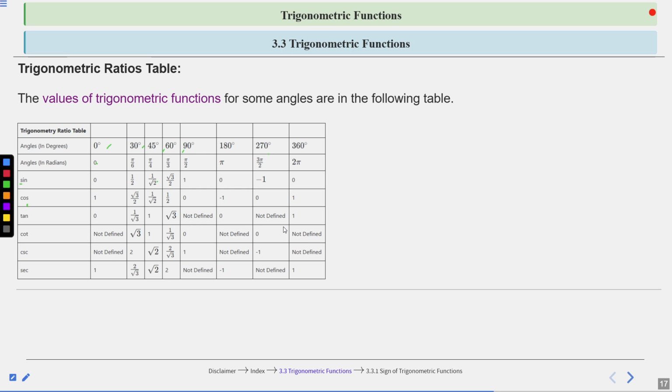Next, sec. Sec 0 degree is 1, sec 30 degrees is 2 by root 3, sec 45 degrees is root 2, sec 60 degrees is 2, sec 90 degrees is not defined, sec 180 degrees is -1, sec 270 degrees is not defined, and sec 360 degrees is 1. So you need to remember each and every value here. It will be very helpful while solving your questions, okay?